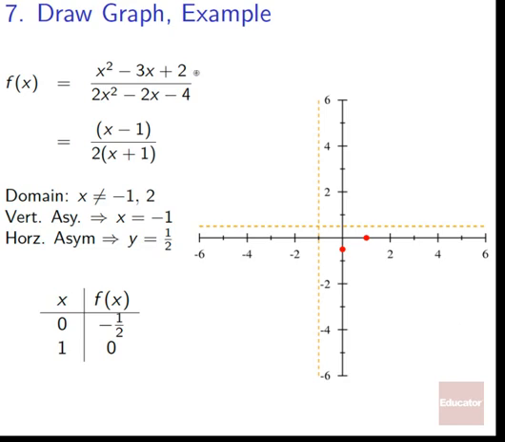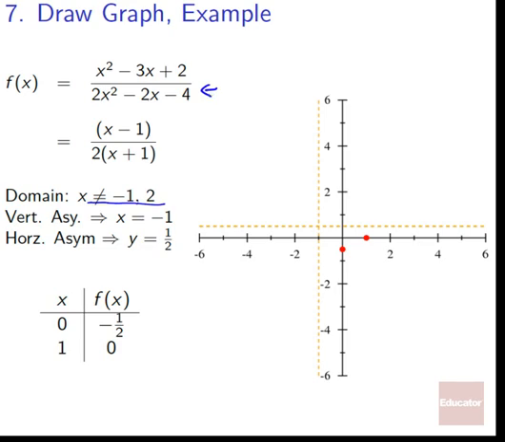f of x equals x squared minus 3x plus 2 over 2x squared minus 2x minus 4. We simplified that into x minus 1 over 2 times x plus 1. We figured out that our domain had forbidden values at -1 and 2 because they caused our original denominator, not just our simplified denominator, to turn into a 0. We're not allowed to divide by 0.